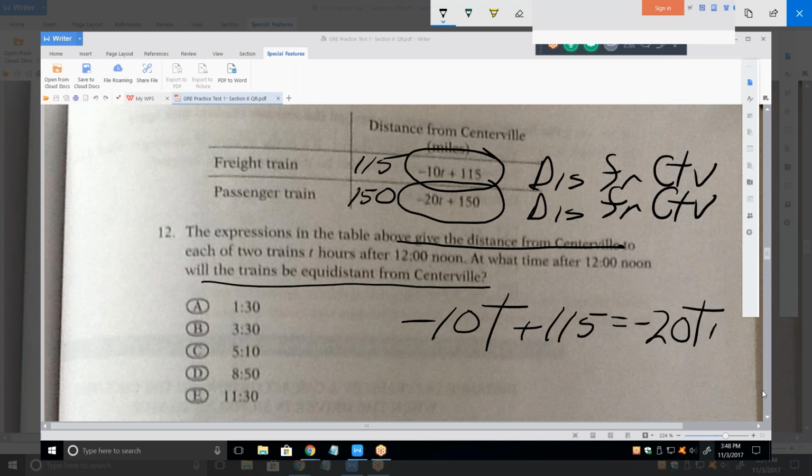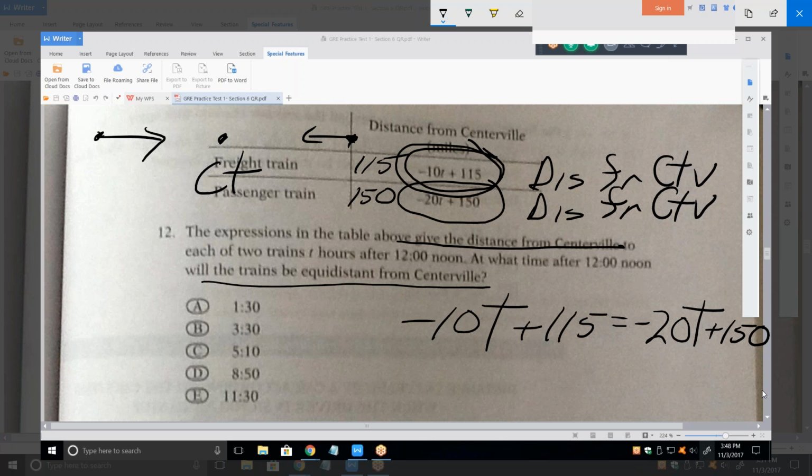They're going in the same direction? Actually, they're not. Here's Centerville, here's one train going that way, and here's another train going that way. But they're at different speeds. And they don't actually tell you the speed, but they do tell you the distance from Centerville based on time. Yeah, I just wasn't sure which direction they were going.